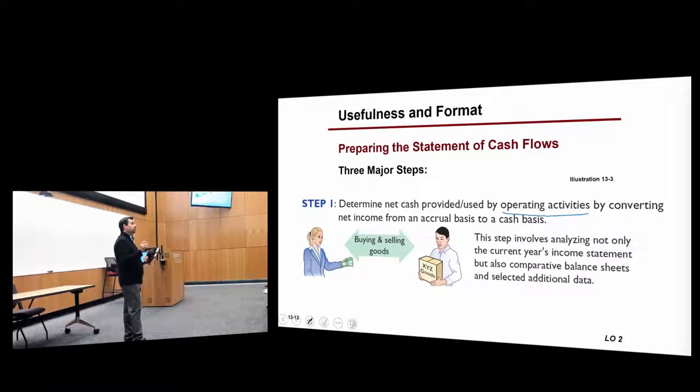But think about it now in cash. Did the company pay for those? Yes, they paid for those. So we need to adjust for this. So the first step is to do the operating activities section.